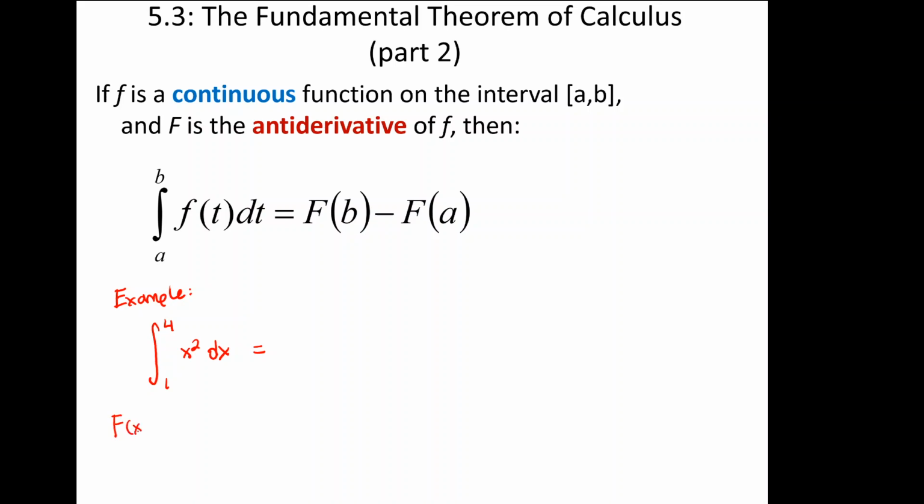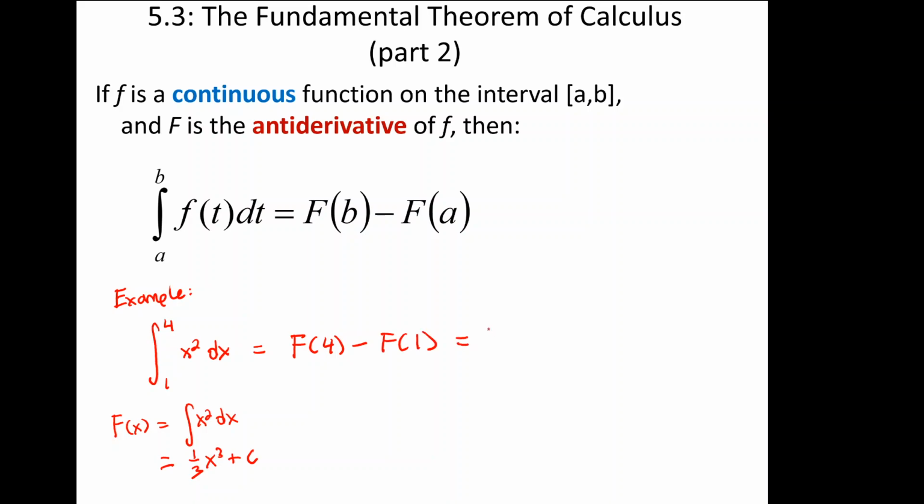So capital F of x is going to be the antiderivative of little f of x squared. And we saw from 4.9 on antiderivatives that there's something called an anti-power rule. The power goes up by 1, you divide by the new power to take the antiderivative. So 1 over 3x to the 3 plus c. I'll include the plus c, even though later on we'll recognize it isn't necessary. Okay, so this is going to be capital F at 4 minus capital F at 1.